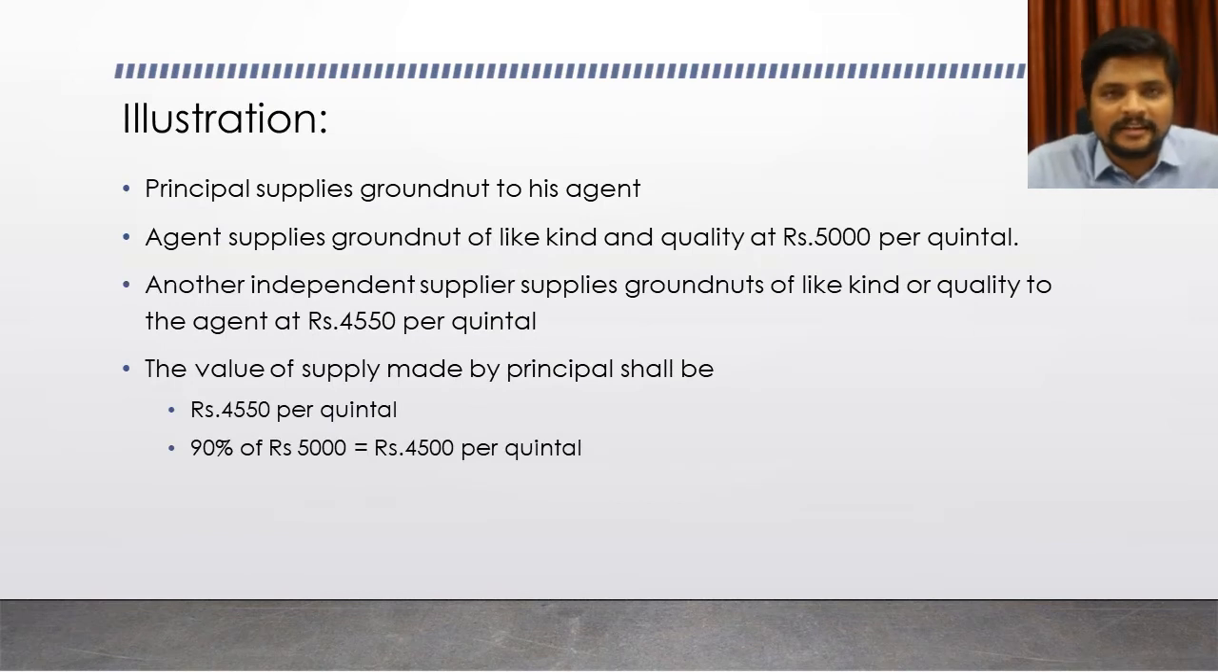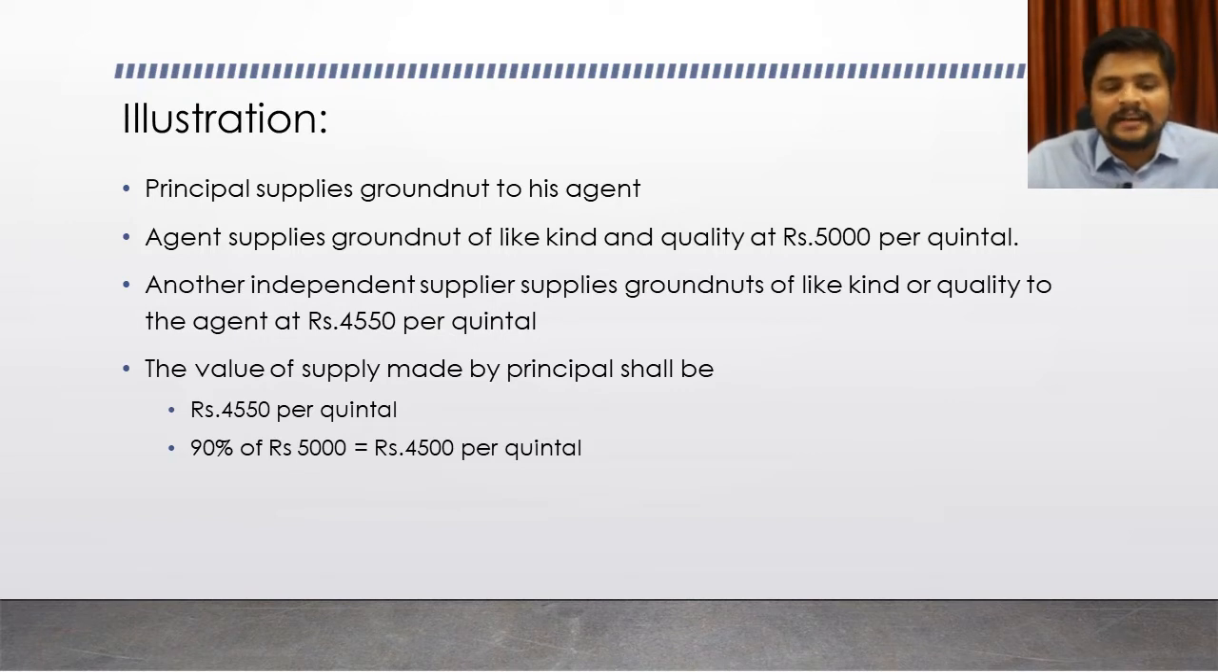Okay, so there are certain illustrations again provided under this rule. Illustration 1. A principal supplies groundnut to his agent. The agent, after buying this groundnut, supplies a similar kind and quality of groundnut to a third party, and the price charged for that transaction is rupees 5,000 per quintal. For 1 quintal he is charging 5,000 rupees for a similar type of groundnut. It can be either the same groundnut or groundnut of like kind or quality. That is what is extra provided under rule 29.